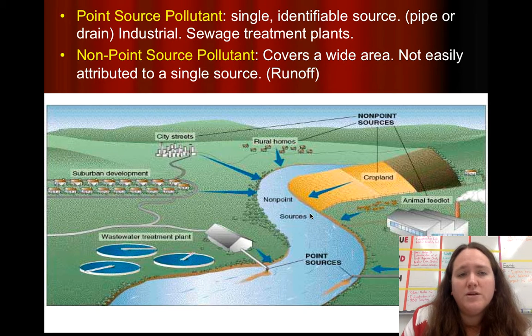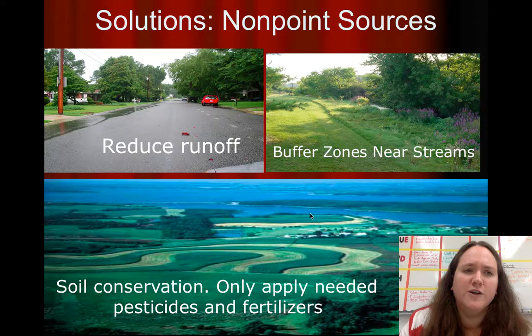So we've talked about point and non-point sources before. Now we're specifically talking about water pollution. So remember, a point source is an identifiable source like a pipe or a drain. A sewage treatment plant would be an example. A non-point source is something that covers a very wide range, like runoff from agricultural fields. It's not easy to find that single source. So just make sure you remember that. This was from Unit 1.